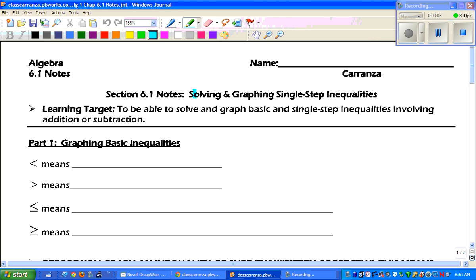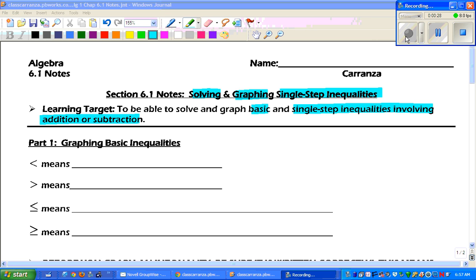Today we're going to be talking about solving and graphing single-step inequalities. Our learning target today is to be able to solve and graph basic single-step inequalities involving addition or subtraction. So, before we get started, let's go over some basic review of what graphing inequalities are.